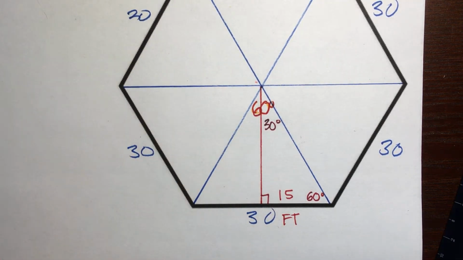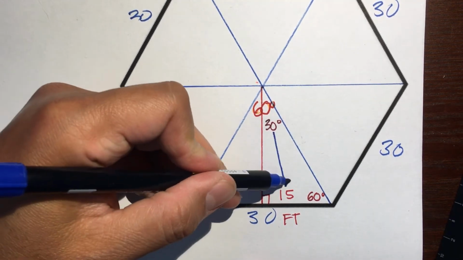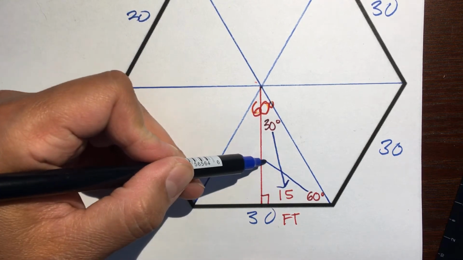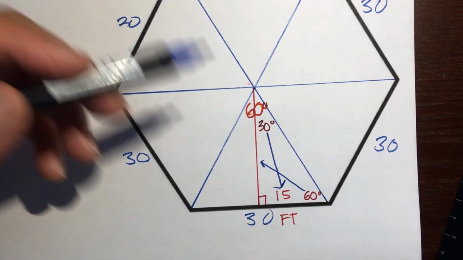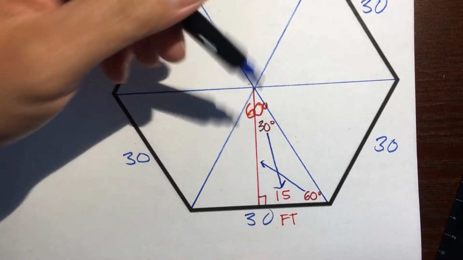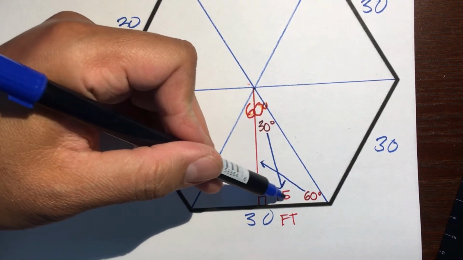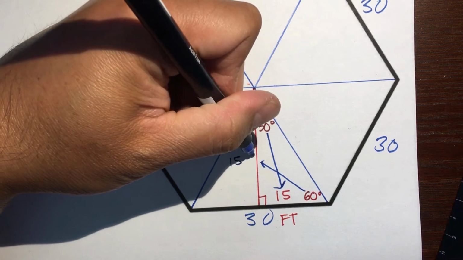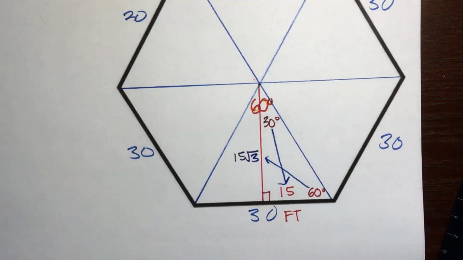And because that is opposite the 30 degrees over here, and this has to be the short side, this right here has to be the middle side, and because this is a 30, 60, 90 triangle, the middle side is just the short side times square root of 3. So this would be 15 radical 3.